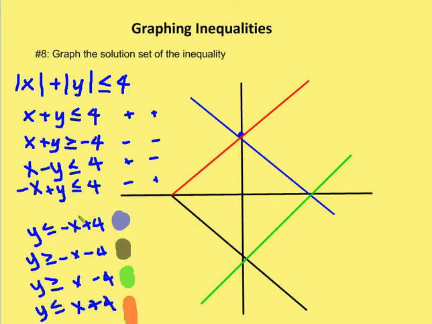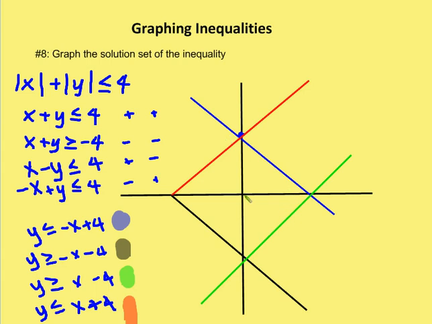Okay, so now we have our four inequalities as I rewrite them just in terms of y. Y is less than or equal to negative x plus 4. That's our blue line. Y is greater than or equal to negative x minus 4. That's our black line. Y is greater than x minus 4. That's our green line. And y is less than or equal to x plus 4. That's our red line.